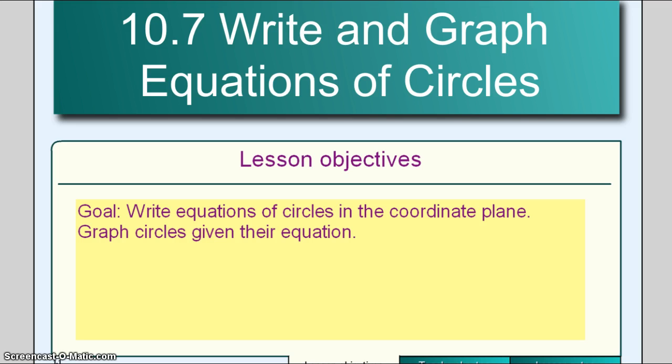10.7. We'll help Mrs. Venner out here writing and graph equations of circles. So, we've got some basic lesson objectives that you can read there below. By the end of this lesson, you're going to be able to write equations of circles in the coordinate plane, and you're going to be able to graph circles given their equation. So, Mrs. O'Brien, take it away.